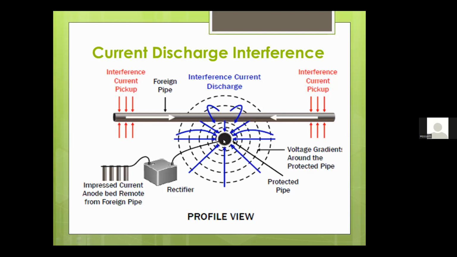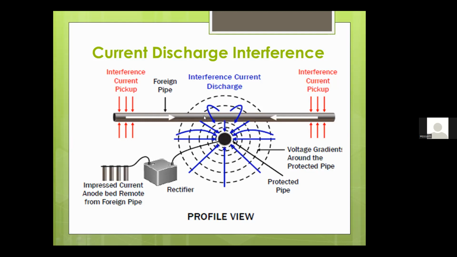The structure collects the cathodic protection current here. This foreign structure will pick up the cathodic protection current as a stray current from here, and then discharge it from here. This is a discharge point which will be corroded.